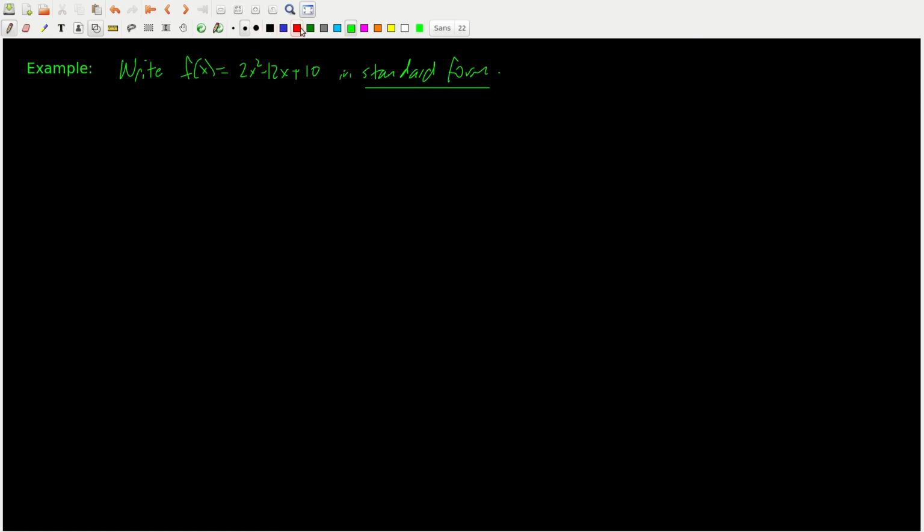Okay, so we're going to take a new polynomial and we're going to write it in standard form. We're going to take 2x squared minus 12x plus 10. This is a quadratic written in the ax squared plus bx plus c way, and we want to write it in standard form.